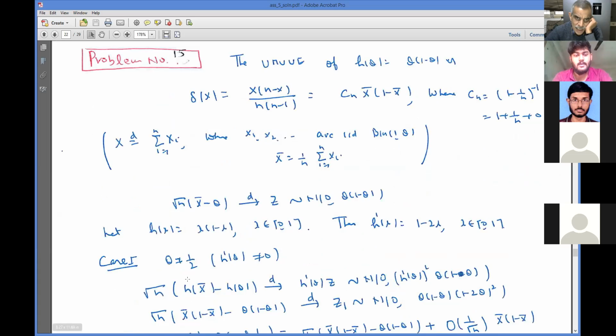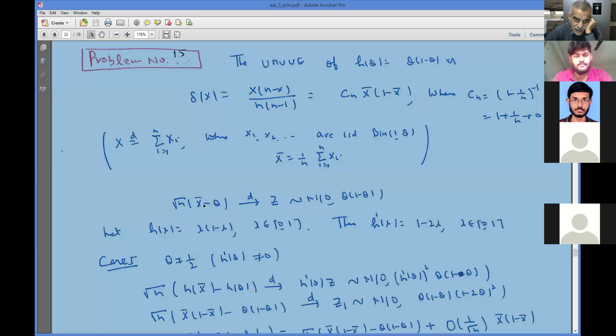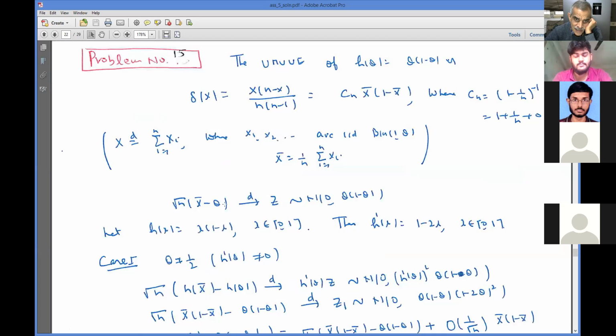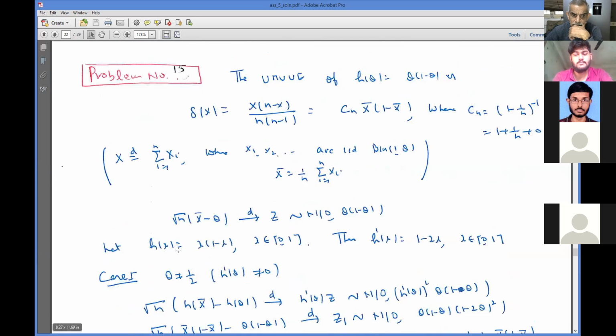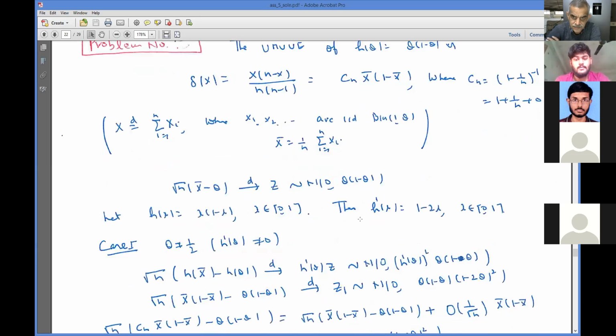Now by the central limit theorem, I know that root n (x bar minus theta) goes in distribution to normal 0, because theta is the mean of X_i's. Normal 0, variance of X_i's. The X_i's are IID binomial 1, theta, so it is normal 0, theta into (1 minus theta). Is that okay? Now what I have here is Cn x bar into (1 minus x bar). Right? That is an issue. So first I apply the result to h(x) equal to x into (1 minus x). Is that okay? Yes, sir. Find out the distribution of x bar into (1 minus x bar). So here h prime of x turns out to be 1 minus 2x.